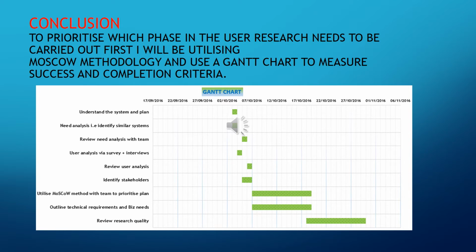So I need to understand the system. I need to carry out a needs analysis and identify similar systems, review the needs analysis with the team, carry out user analysis, review the user analysis, identify stakeholders, and utilize the MoSCoW methodology that I just talked about: the must have, should have, could have, and would like to have but won't have. We'll also outline the technical requirements and needs, and review the research quality. I also put them into several dates that they must be delivered within.